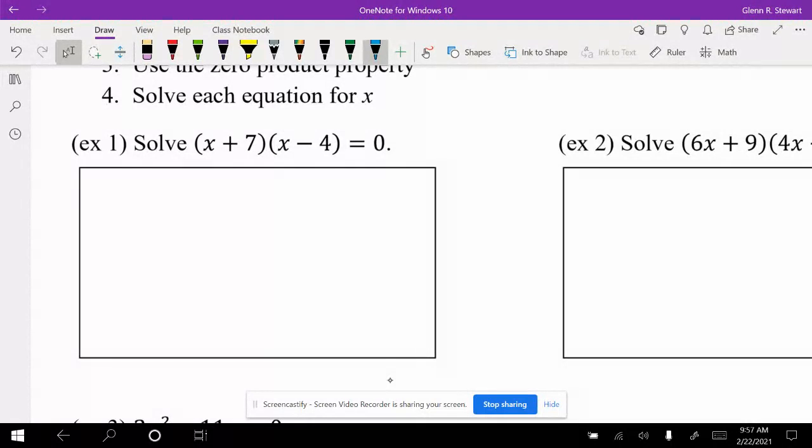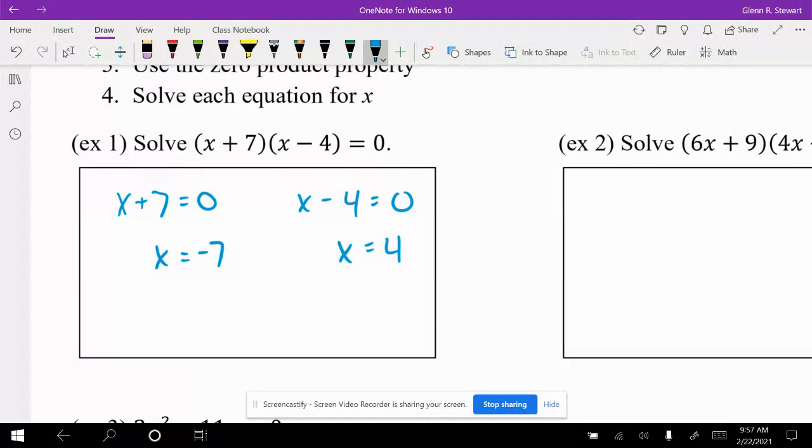Okay, so let's take you through a couple of these examples. We've got x plus 7 and x minus 4. As you can see, this is already factored, so I'm going to use the zero product property and set both of these equal to 0 in order to solve. x plus 7 equals 0. x minus 4 equals 0. So in this case, we get x equals -7 and x equals 4.